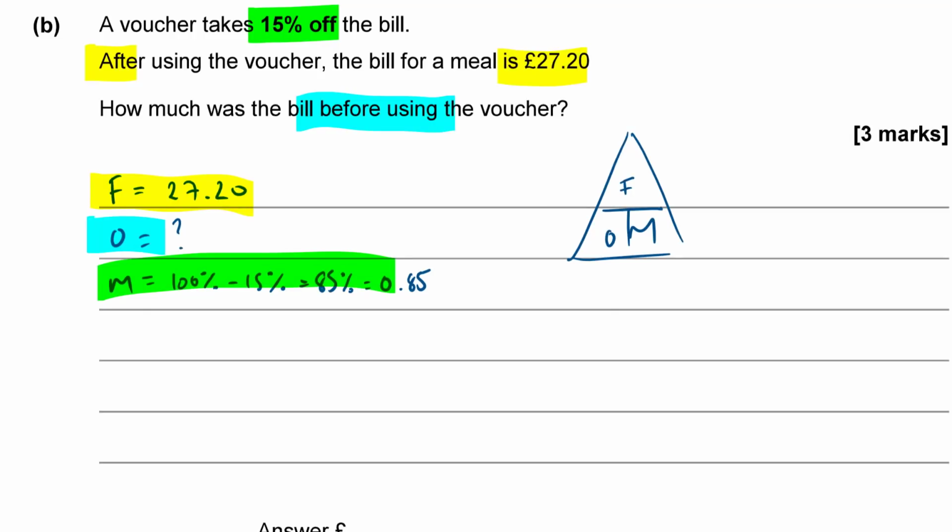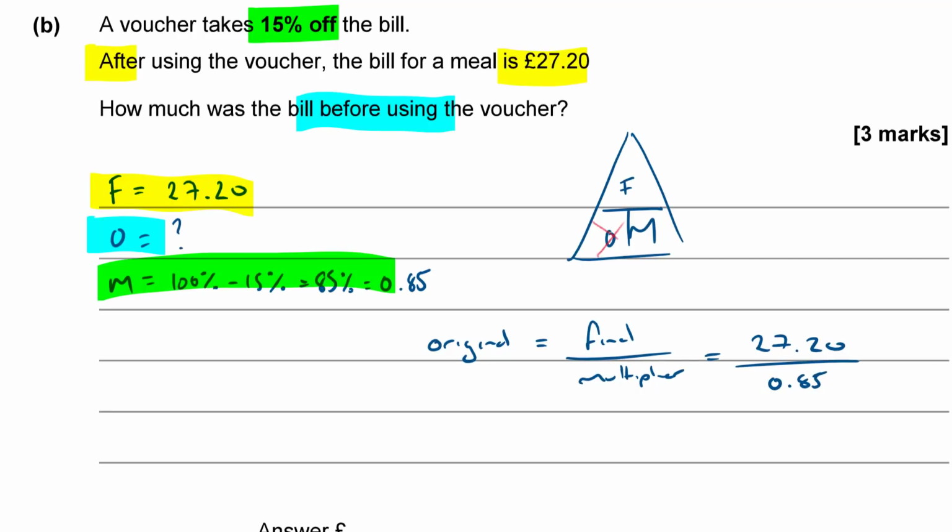So what this method says is you cover up the one you want to find, which is that one, and it's a bit like the distance, speed, time triangle that you can use the triangle to work out what to do with the other numbers. So I'm going to be using the formula original equals final over multiplier, and that is equal to £27.20 divided by a multiplier of 0.85.